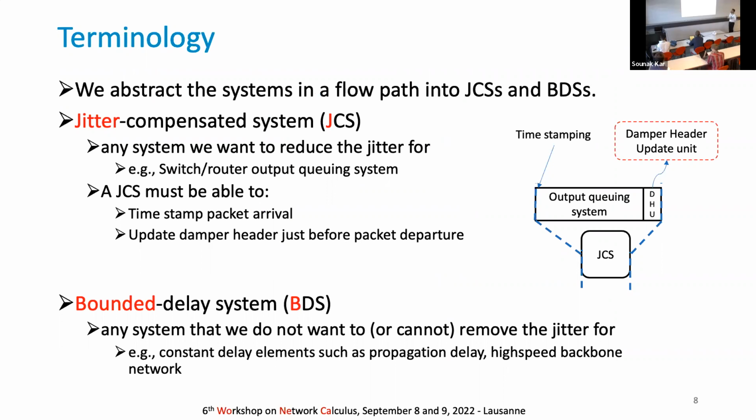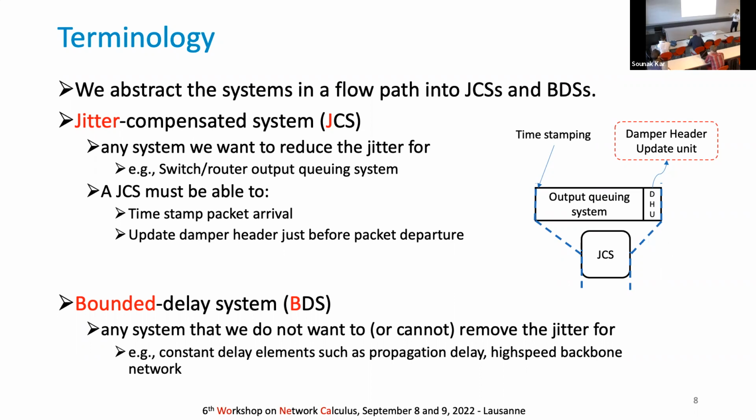So for the systems that we would like to remove the jitter from, what we refer to as a jitter compensated system or JCS, there are any systems like the output queuing system of a router or switch that we probably would like to remove the jitter from. So these are all examples of JCS. What a JCS must be able to do is to timestamp the packet arrival, and also be able to compute a damper header because it needs to be carried over in the header of the packet.